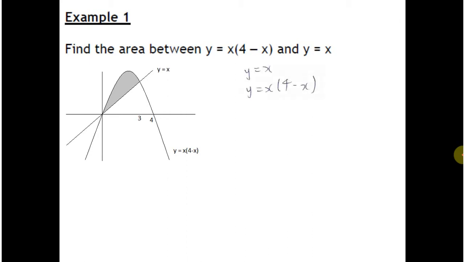To show this, we've got y equals x, and y equals x times 4 minus x. We do simultaneous equations to find where they cross. They're both equal to y, so they're equal to each other. So x equals x times 4 minus x. Multiplying out, x equals 4x minus x squared. Collecting terms, move everything over to the left hand side: add x squared to both sides, take 4x from both sides, and we get x squared minus 3x is equal to 0.